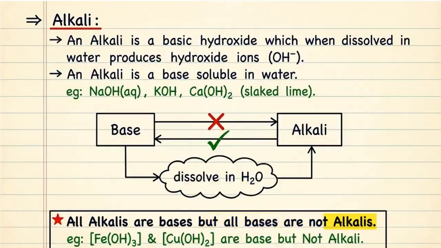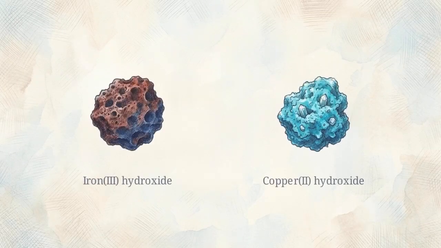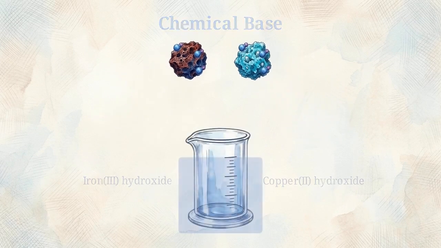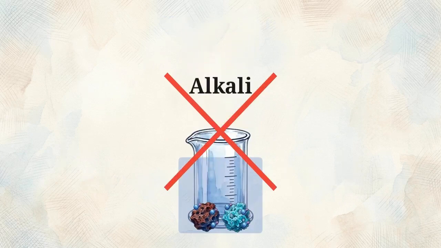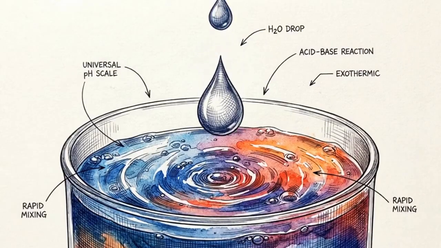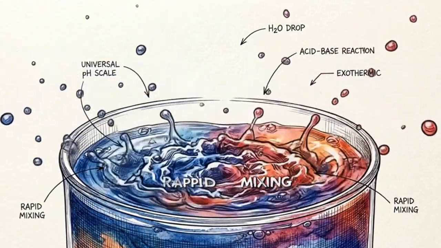We see this limitation with compounds like iron 3 hydroxide and copper 2 hydroxide. Both contain hydroxide ions, fulfilling the modern definition of a chemical base. However, neither dissolves readily in water, immediately excluding them from the alkali classification. Alkalinity is an exclusive subset. Every alkali is a base, but the reverse is mathematically false. With varying strengths, stoichiometric capacities, and solubilities, chemists require a universal metric to quantify reactive power.